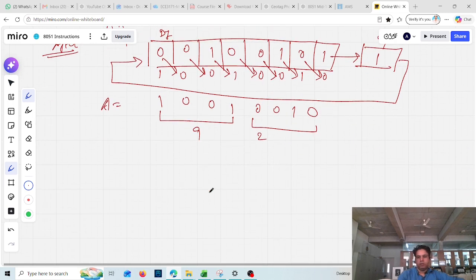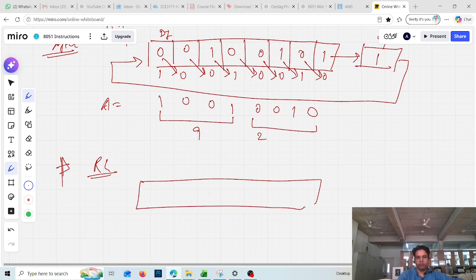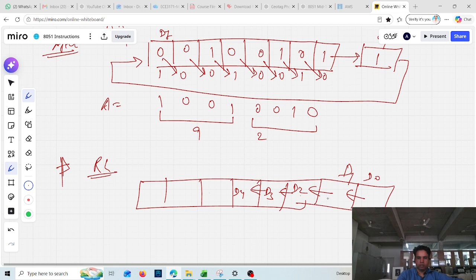Okay, just here we have this RL. So in RL, the bits shift to the left side, without carry. Okay, all the bits will shift to the left side. So this is D0. D0 will come in the place of D1. D1 will come in place of D2. D2 will come in the place of D3, and so on. Like this.